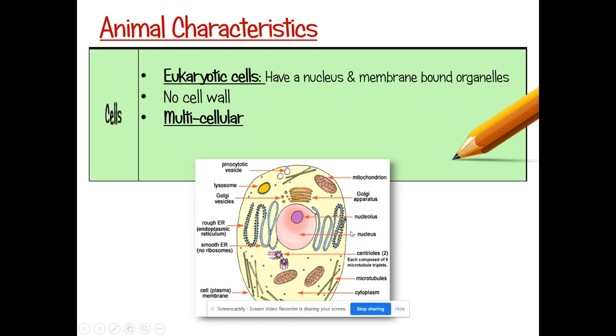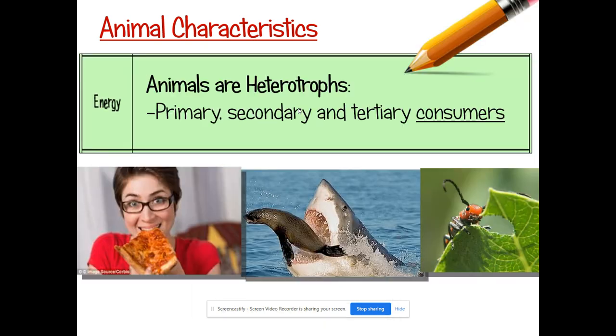All right. We have a couple other things that plant cells don't have, but for now, we'll get more into those later. But those are the main things that all animals have in their animal cells. All right. How do they get their energy? All animals are heterotrophs. Specifically, they are consumers, meaning they need to eat something to get their energy.